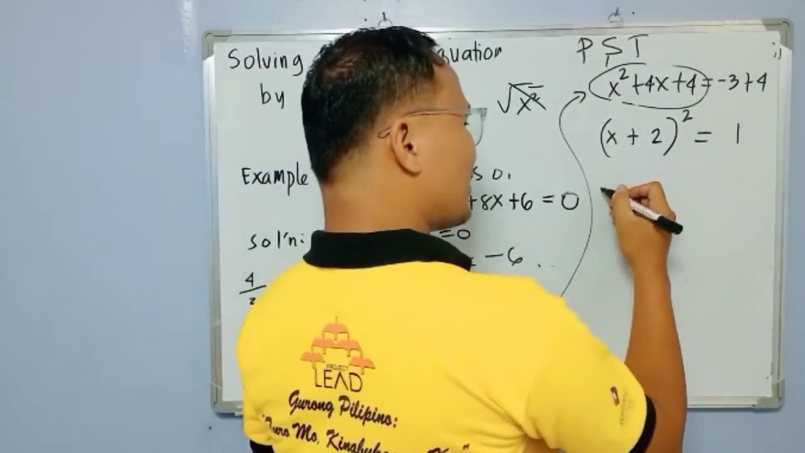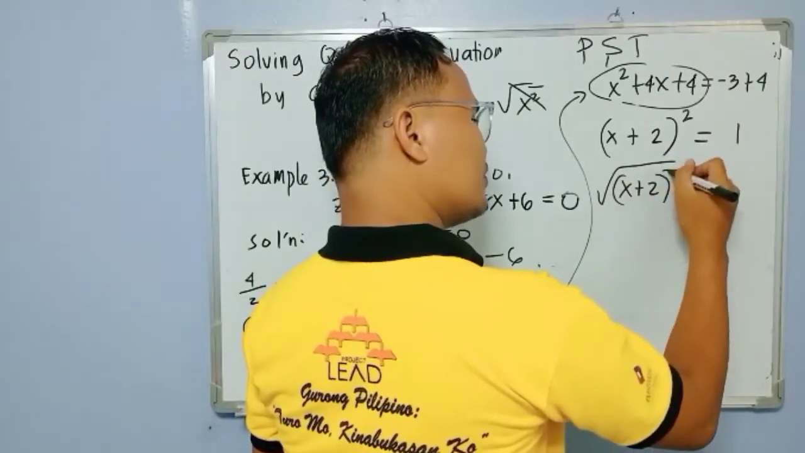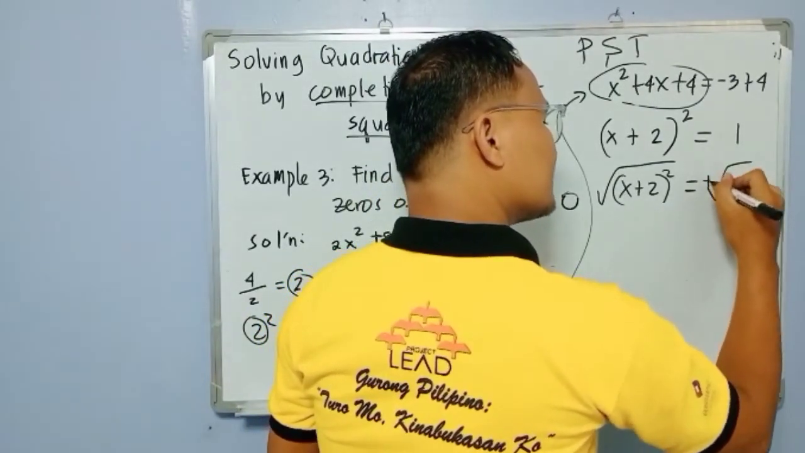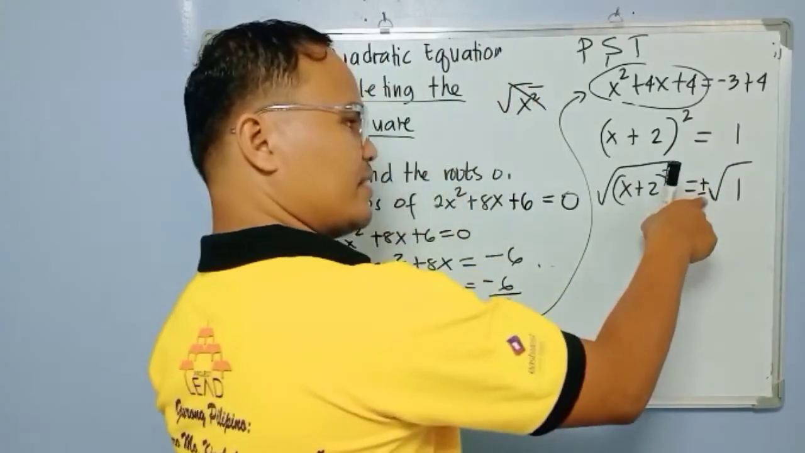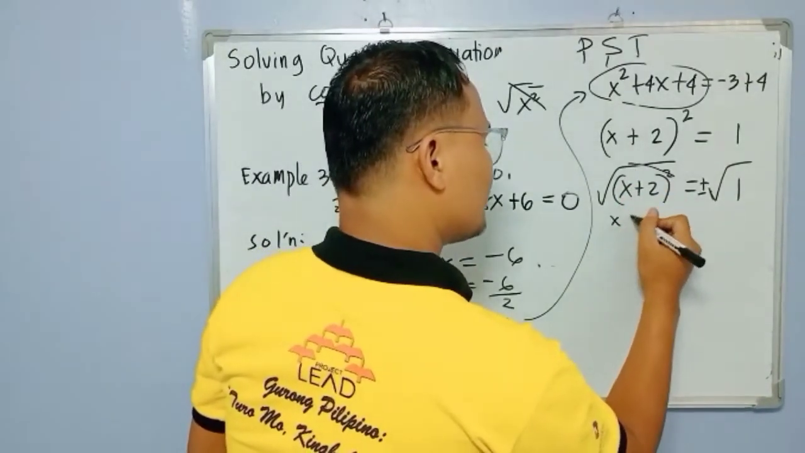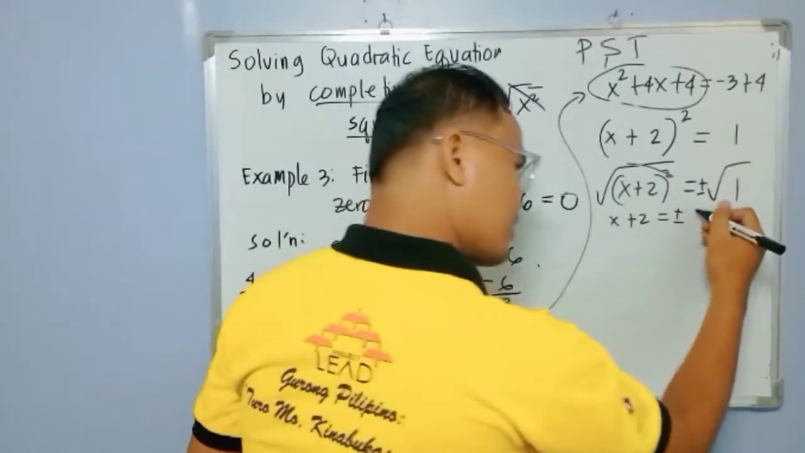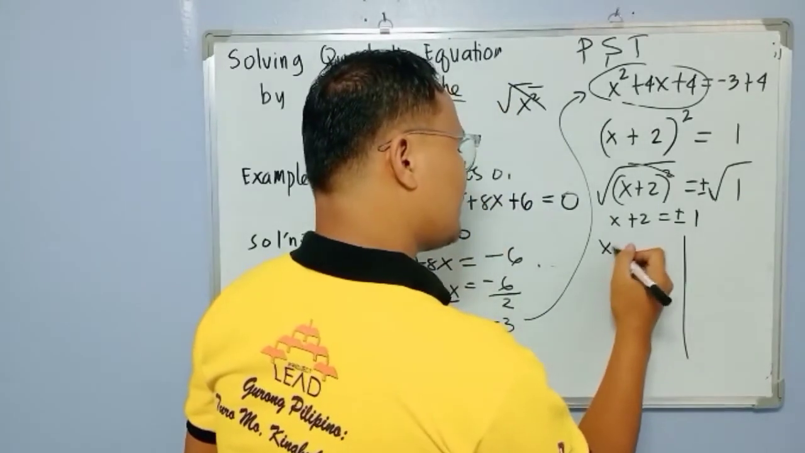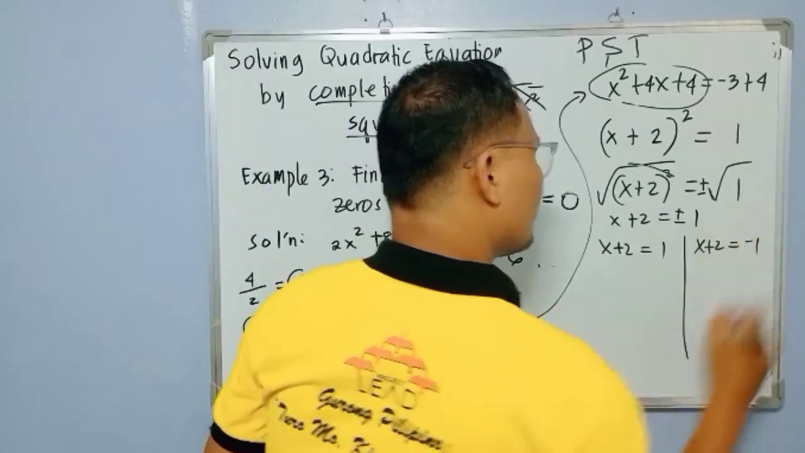Then we are going to apply extracting the square root of both sides to solve the equation. You always put positive, negative 1 here if you take the square root of both sides. Then cancel out. So we have x plus 2 equals positive, negative. But what is the square root of 1? The result is 1 because 1 is a perfect square number. And we have two equations here. X plus 2 equals 1 and x plus 2 equals negative 1.